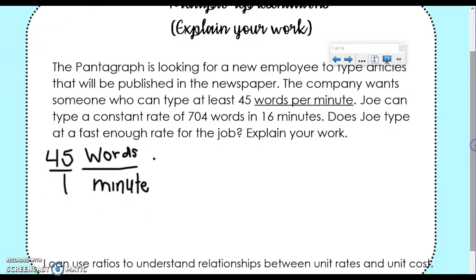All right, so here's our givens. We know that they're looking for somebody who can type 45 words per minute, so 45 words in 1 minute. Okay, notice how I put words on top, minutes on bottom. So now they want you to look at this 704 words in 16 minutes, okay, and figure out if our friend Joe can type at a rate that is faster than 45 words per minute. If they are slower than 45 words per minute, they do not want to hire that person. They want to make sure it's 45 words per minute or faster. Go ahead and get creative. You can use picture diagrams, words, show your work, and we'll go over this tomorrow.